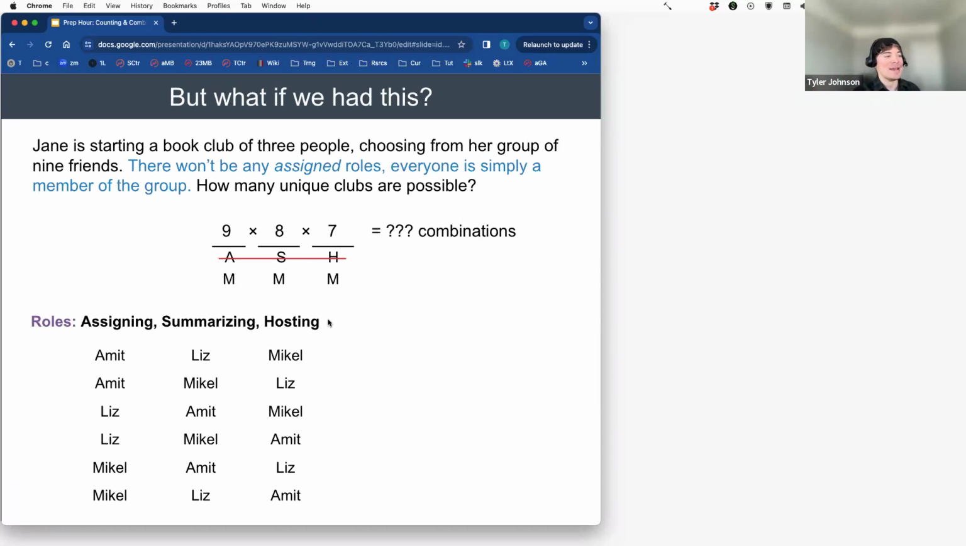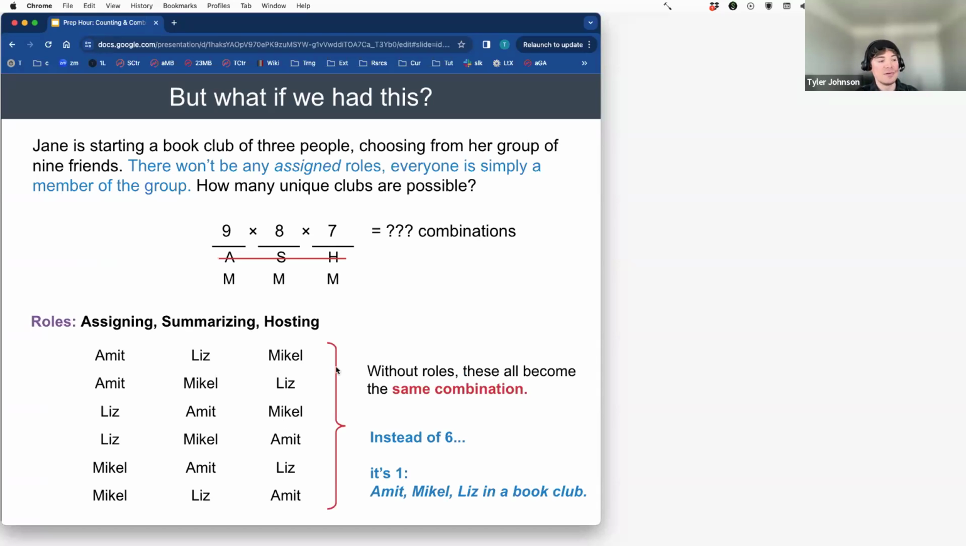Let me explain why. In the original version of this problem, when I still had the assigner, summarizer, and host, say I ended up picking these three friends, Amit, Liz, and Mikkel, there are 6 different ways I could swap their positions and permute them around to get 6 different orderings that are unique in the original wording of this problem. But if I take the roles of assigner, summarizer, and host away, I've overcounted by 6. Only one of these should be adding to my count in this new version of the problem.